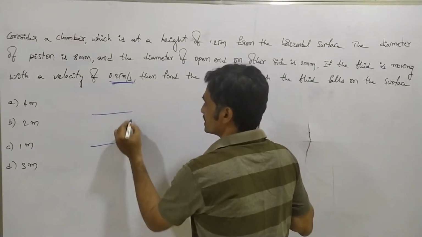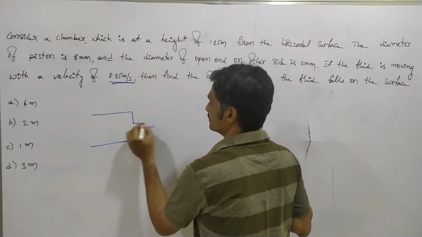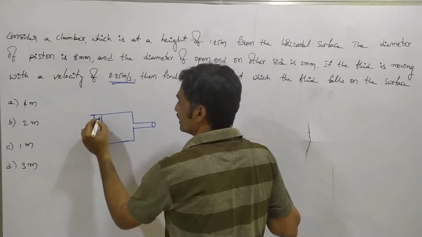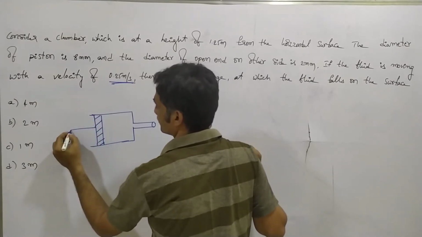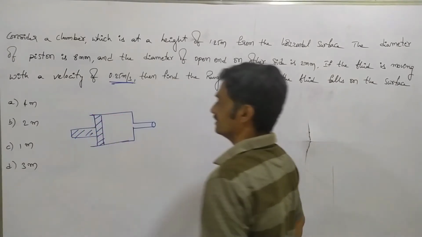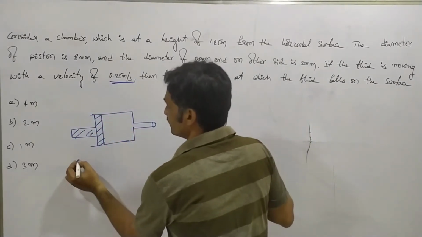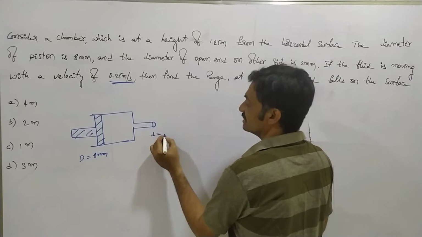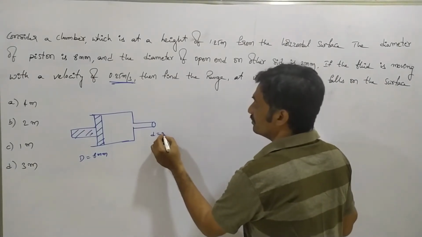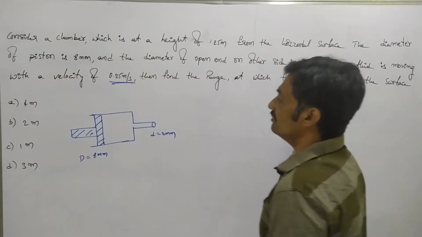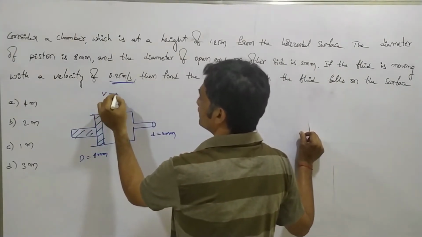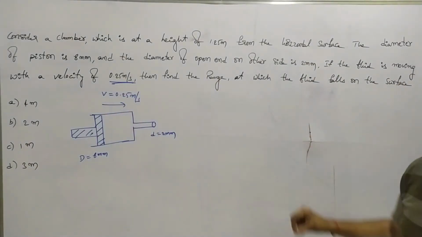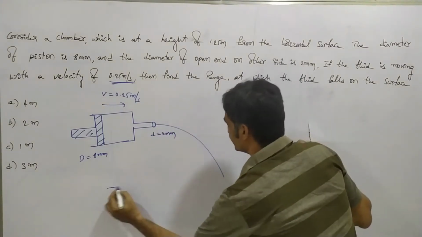Now we consider a chamber with a freely moving piston on the other side. The diameter of this piston is D equals 8 millimeters and the diameter of this open end is d equals 2 millimeters. The fluid is moving with a velocity of V equals 0.25 meter per second. Now we have to find the range at which the fluid is falling on the surface like this.